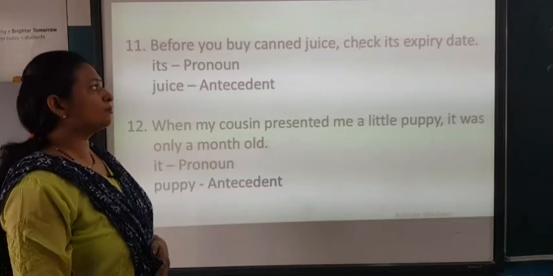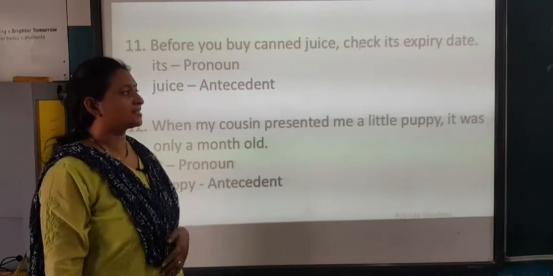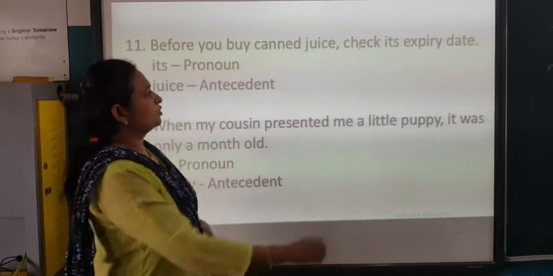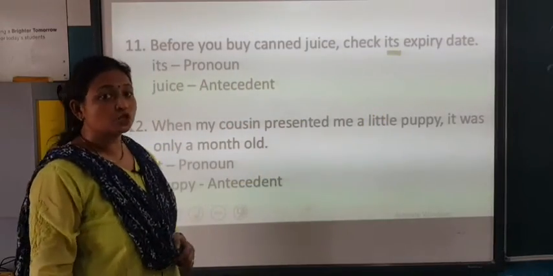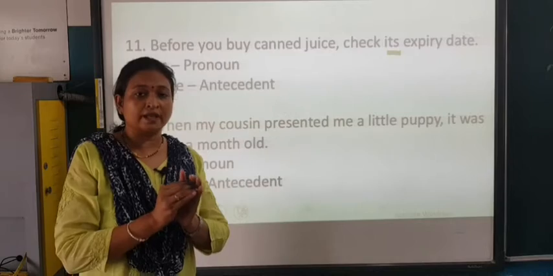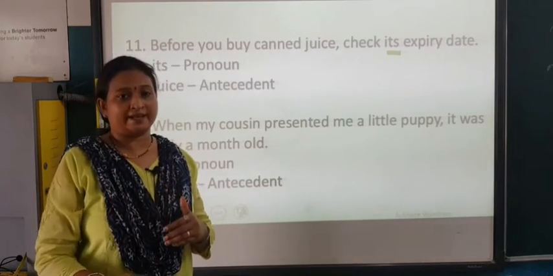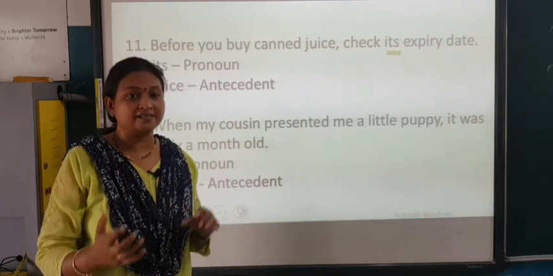11th one, before you buy canned juice, check its expiry date. So the pronoun is "its" and the antecedent for that is "juice". मतलब जो pronoun होता है वो कौन से noun के लिए है. So that noun is the antecedent here.